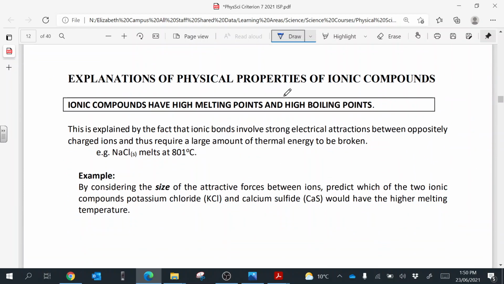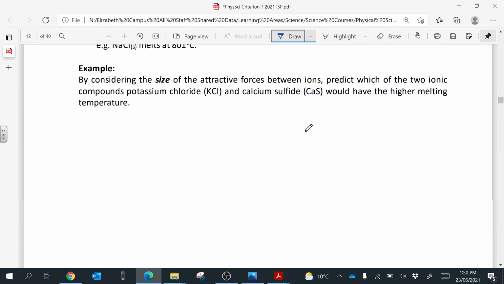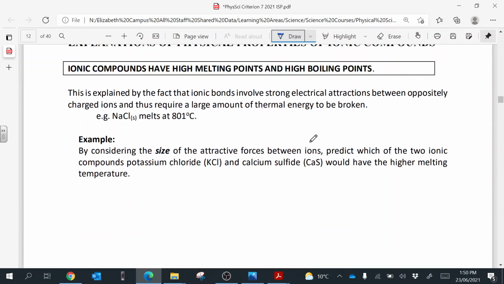So, explanations of physical properties of ionic compounds. Ionic compounds have high melting points and high boiling points. This is explained by the fact that ionic bonding involves strong electrical attractions between oppositely charged ions and thus requires a large amount of thermal energy to be broken, right? By considering the size of the attractive forces between ions, predict which of the two ionic compounds, potassium chloride, KCl, and calcium sulfide, CaS, would have the higher melting point.